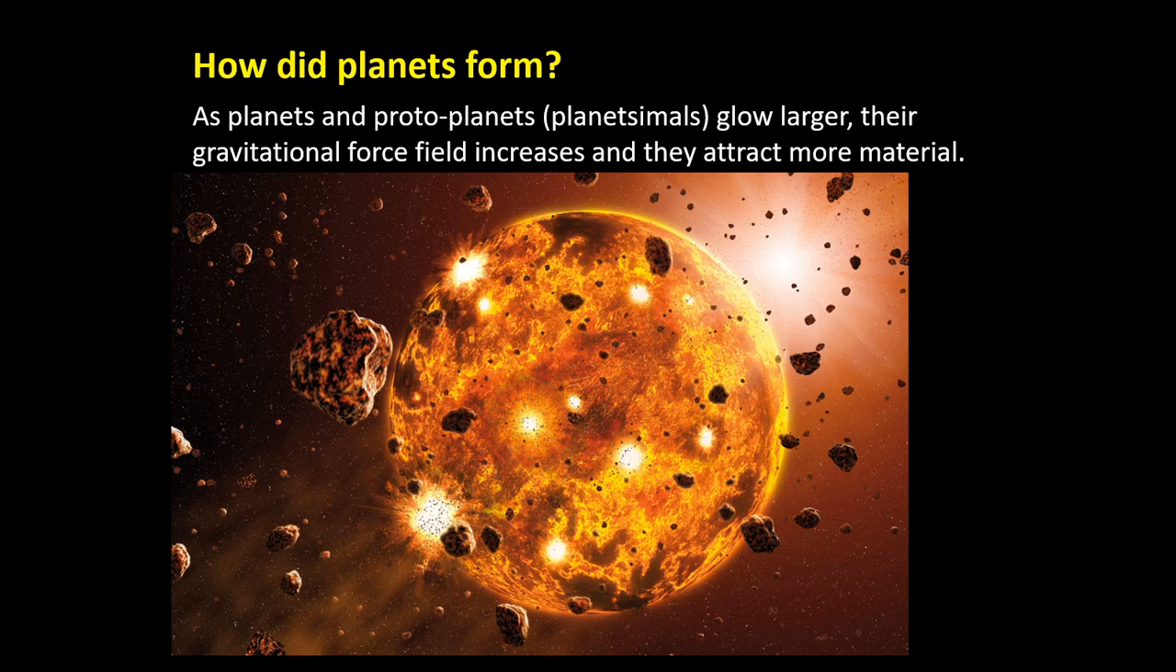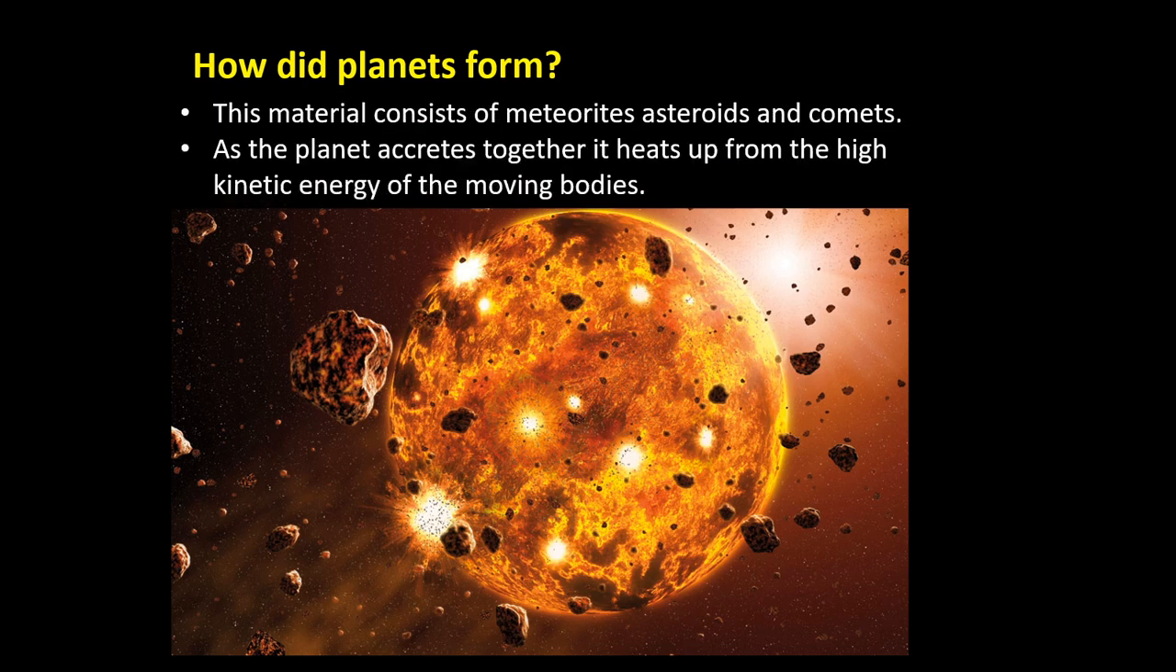Okay, so as protoplanets grow larger, their gravitational force fields increase and they attract more material. That material consists of meteorites, asteroids, and comets. And as the planet accretes together, it heats up from the high kinetic energy of the moving bodies. So every time that a meteorite strikes Earth, it releases tremendous energy, and that's enough to heat up the Earth. By the way, it might surprise you, I find this amazing, but a lot of Earth's heat that's still trapped deep within the core and the mantle is just residual heat left over from the accretion process.